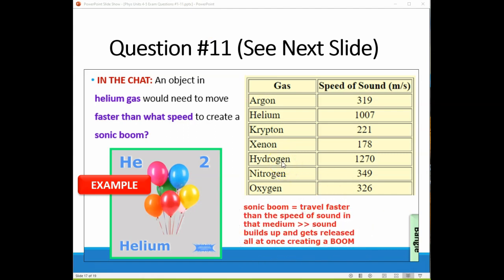Okay, now you are going to have different versions. Everybody has a different version, so this is just an example. Again, please do not copy my example, because nobody has my example. Okay, so the question here is, an object in helium gas would need to move faster than what speed to create a sonic boom? Well, taking a look here, in helium gas, the speed of sound is 1007 meters per second. So to make a sonic boom, I would need to travel faster than 1007 meters per second.